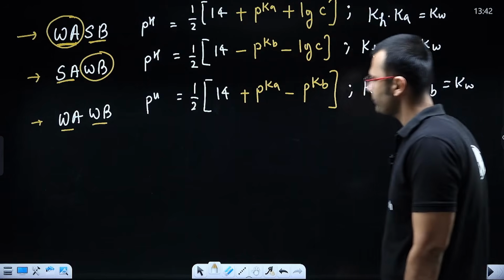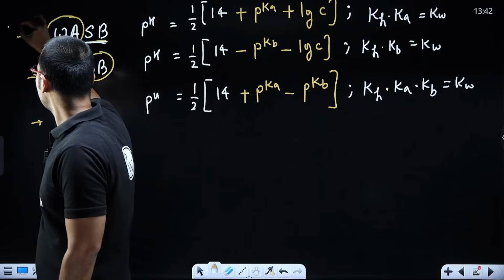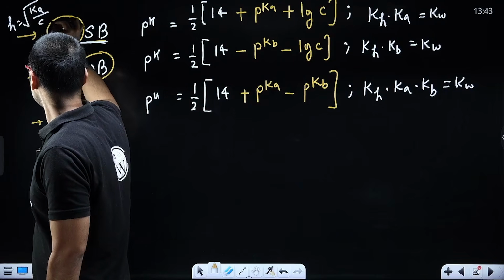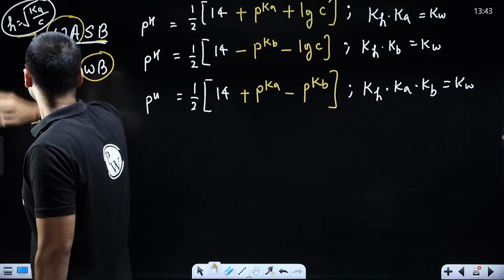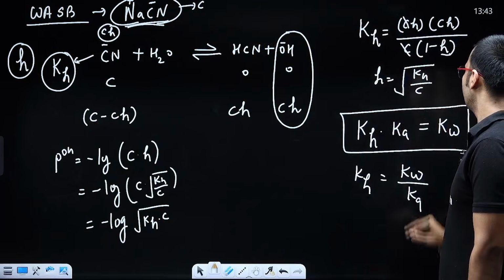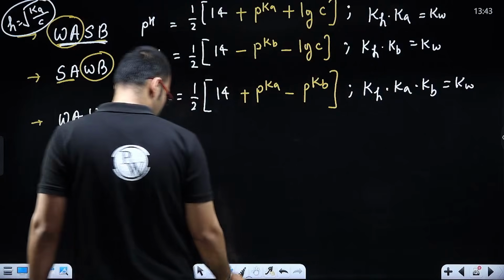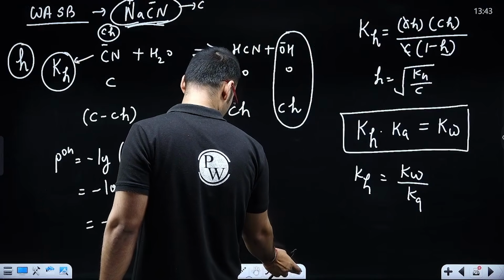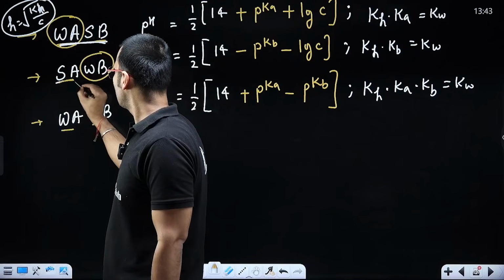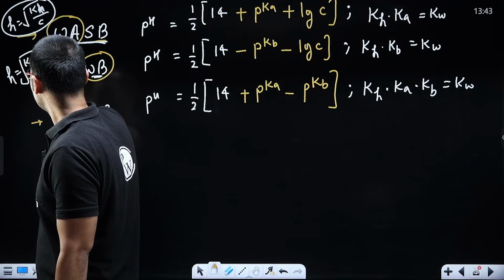One more point. In case of weak acid, strong base, you get the degree of hydrolysis equal to under root of Kh by C. You saw that here. h will be under root of, not K, sorry, Kh by C. Of course, it's the hydrolysis constant. Similarly, in case of strong acid, weak base, you will get the degree of hydrolysis as under root of Kh by C.